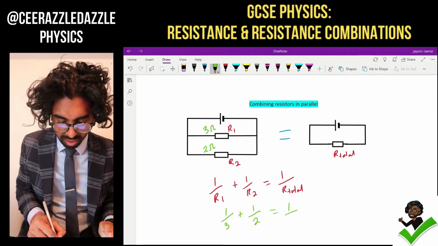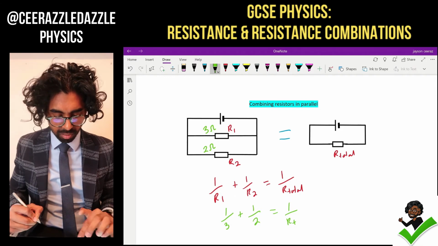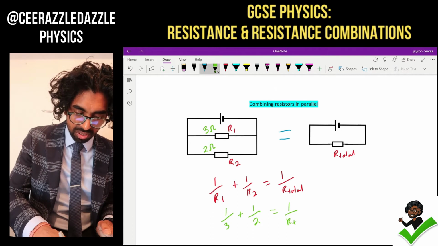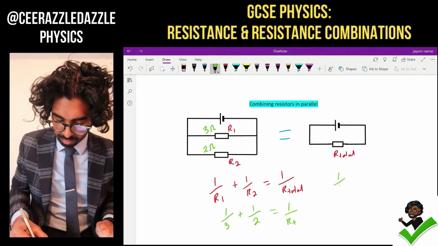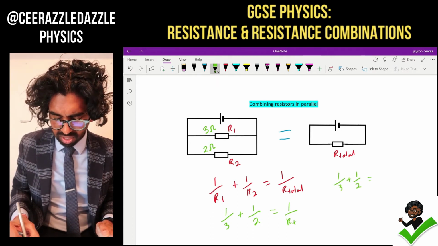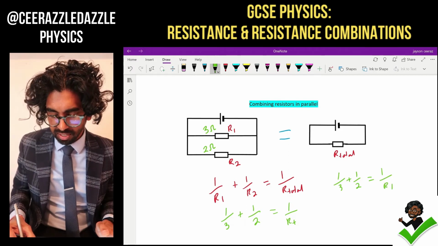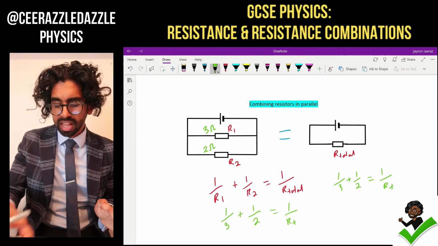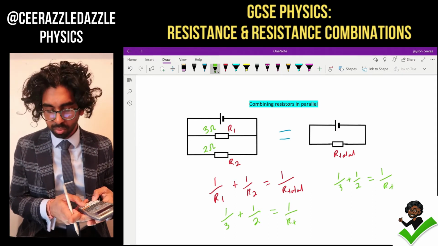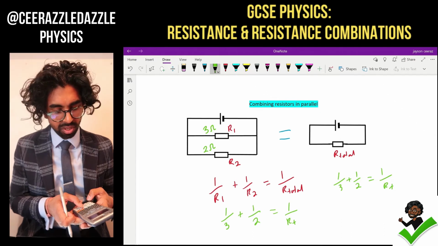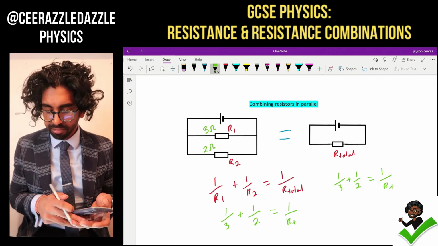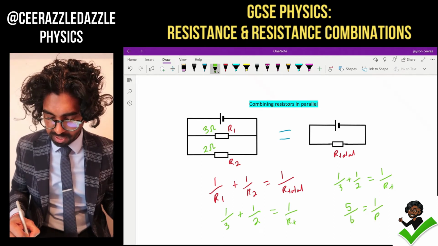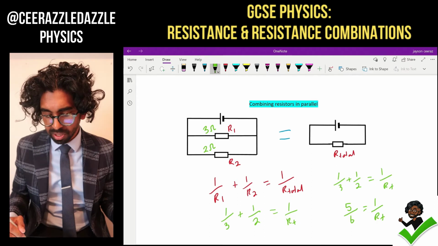to 1 over RT. Now, obviously we're going to move on to this side of the board. Let's do that. So we have 1 over 3 plus 1 over 2 is equal to 1 over RT. Okay? So just take your calculator out. So it's 1 divided by 3 plus 1 divided by 2, you get 5 over 6 is equal to 1 over RT. I'm not going to lie to you, it is a bit complicated.